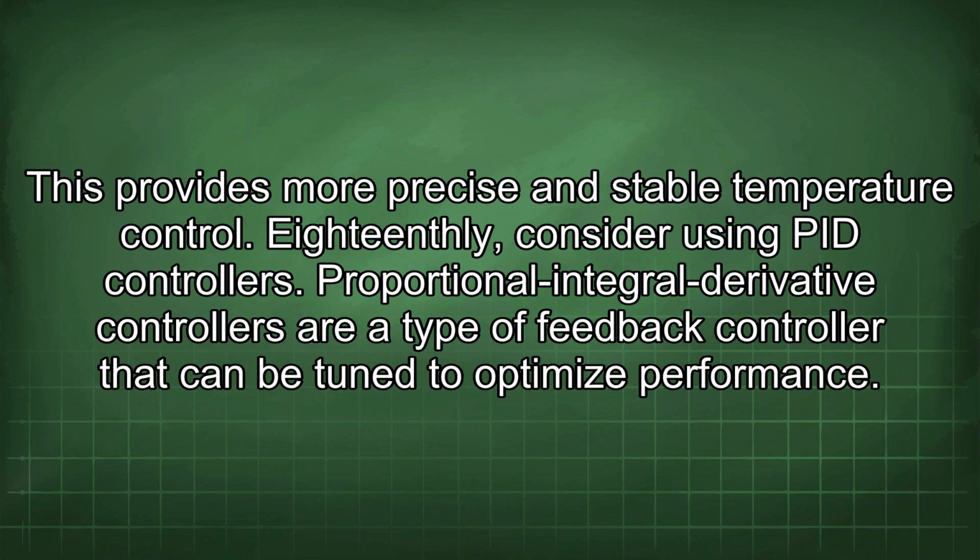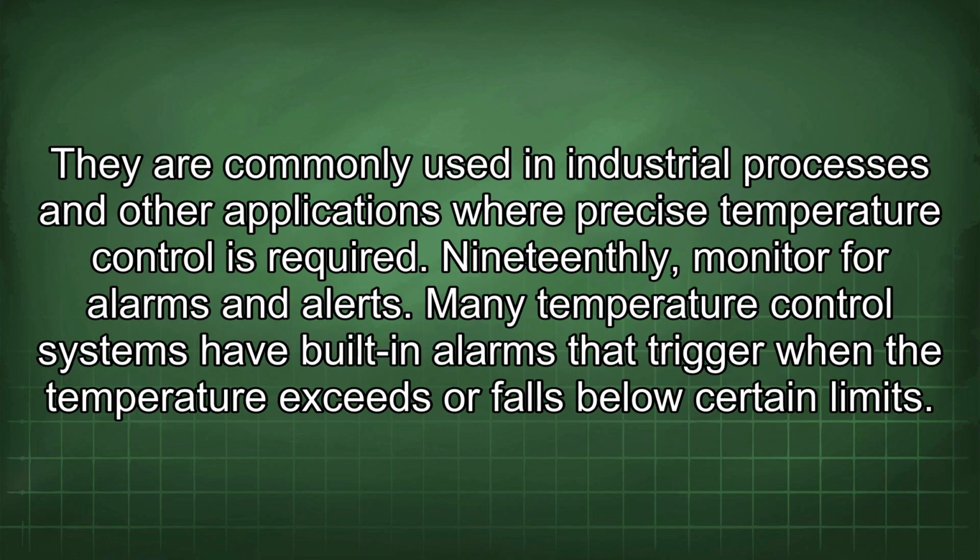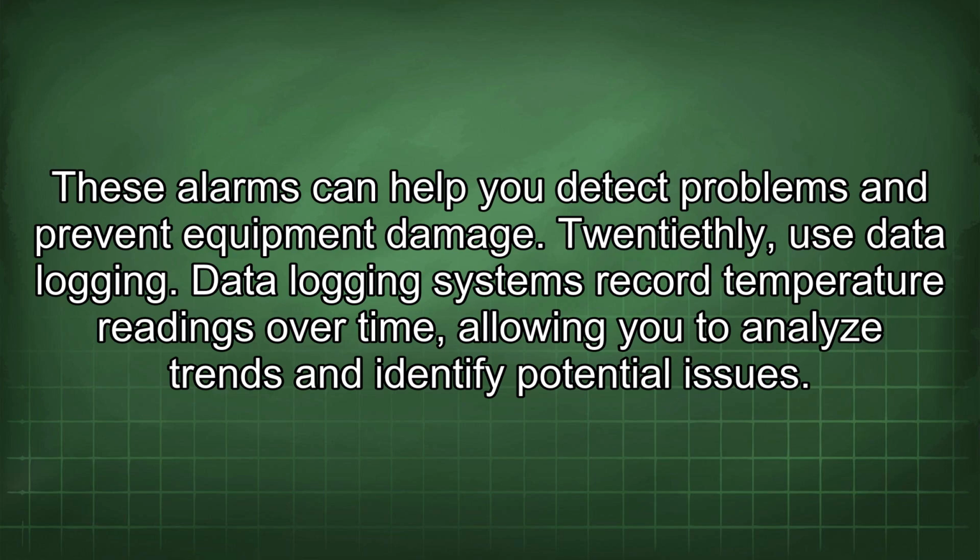Eighteenthly, consider using PID controllers. Proportional integral derivative controllers are a type of feedback controller that can be tuned to optimize performance. They are commonly used in industrial processes and other applications where precise temperature control is required. Nineteenthly, monitor for alarms and alerts. Many temperature control systems have built-in alarms that trigger when the temperature exceeds or falls below certain limits. These alarms can help you detect problems and prevent equipment damage.